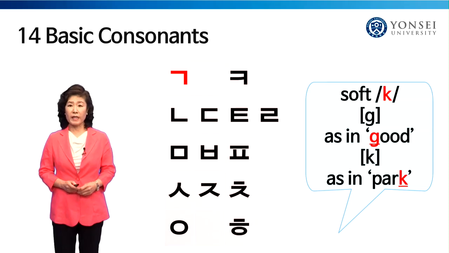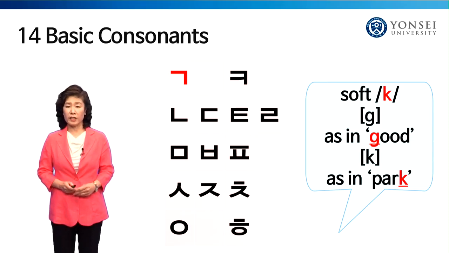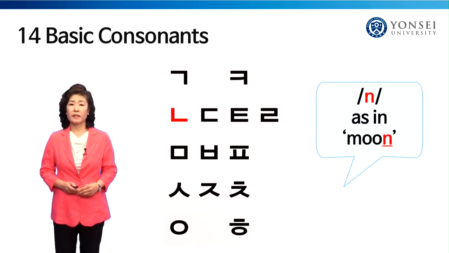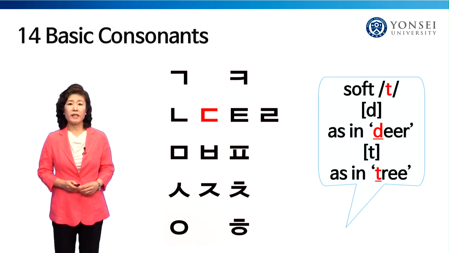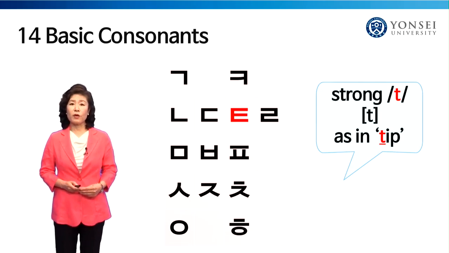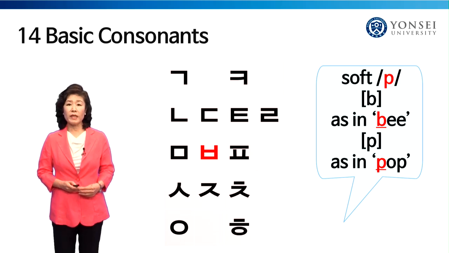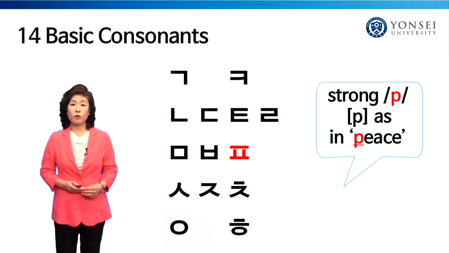Kiok is not a strong K sound or a voiced G sound, but pronounced in a soft K sound in an initial letter. Kyuk is a strong K sound. Myun is similar to the English N sound. And Digut has the soft T sound somewhere in the middle of T sound and the D sound. Tiut is a strong T sound. Mium has the English M sound, and Piup has a soft P sound in between a P sound and a B sound. Piup is a strong P sound.